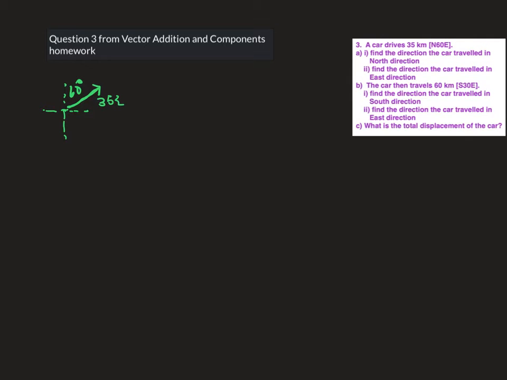kilometers. So if I write this out, cos 60 will be the adjacent side. I'm going to use an n for north, over the hypotenuse, which is 35. Now, if I move that around, I'm going to get n = 35 cos 60, pick up my calculator, and I'm going to get 17.5.